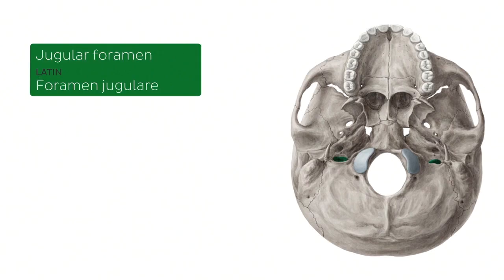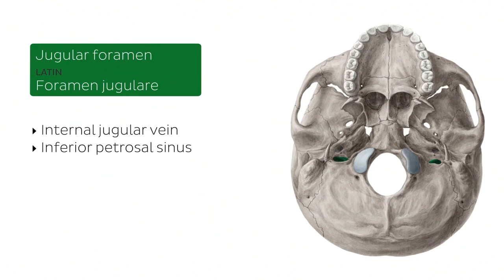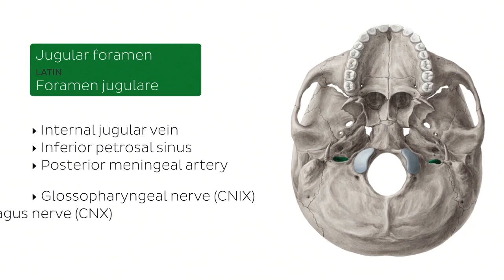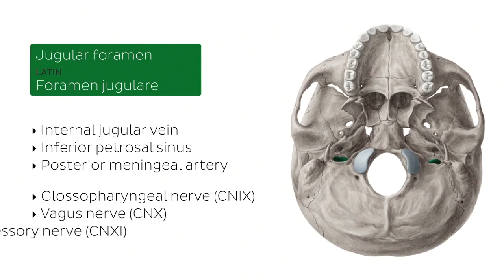Last foramen that we need to cover for all the inferior view of the skull is the jugular foramen, and it is located behind the carotid canal at the base of the skull, and several structures pass through the jugular foramen, and those include the internal jugular vein, the inferior petrosal sinus, the posterior meningeal artery, and there are three cranial nerves that also are transmitted through the jugular foramen. And these include the glossopharyngeal nerve, the vagus nerve, and the accessory nerve.